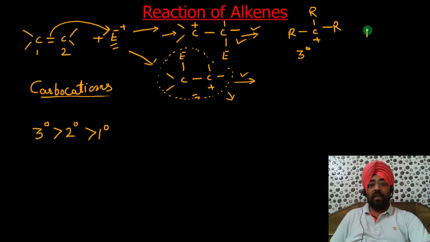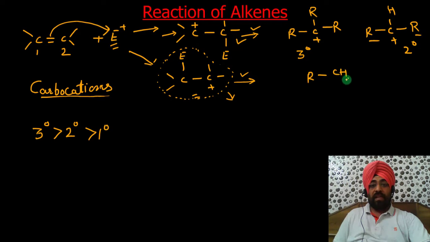A secondary carbocation will have this form. Here one of these R groups will be replaced by H. It is a secondary carbocation. These are alkyl groups, and this R CH2 positive is a primary carbocation.